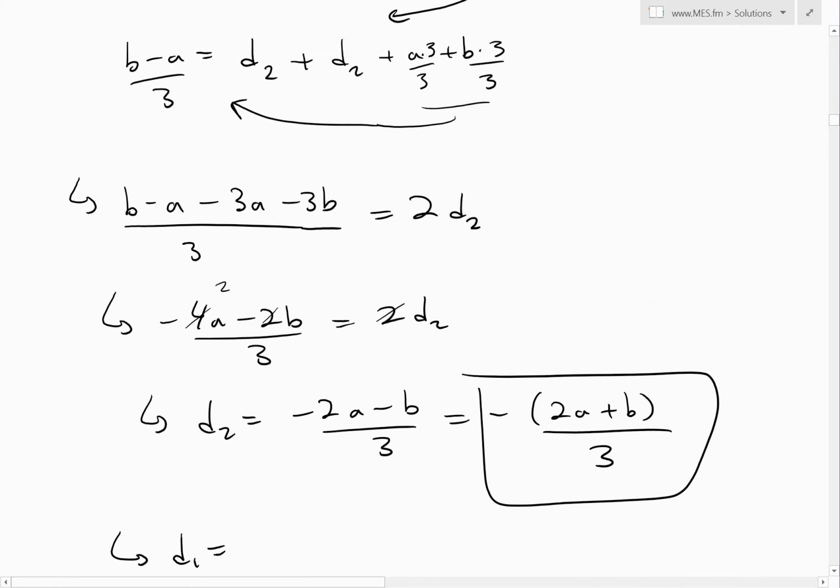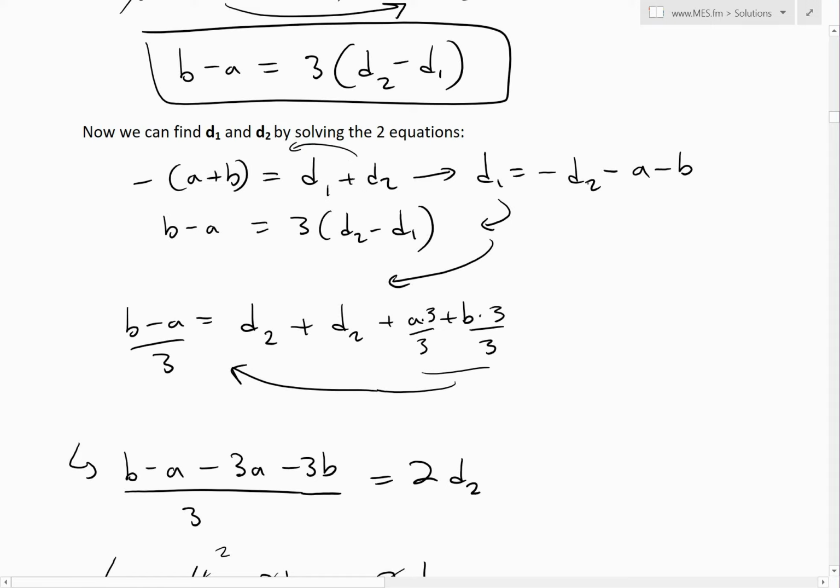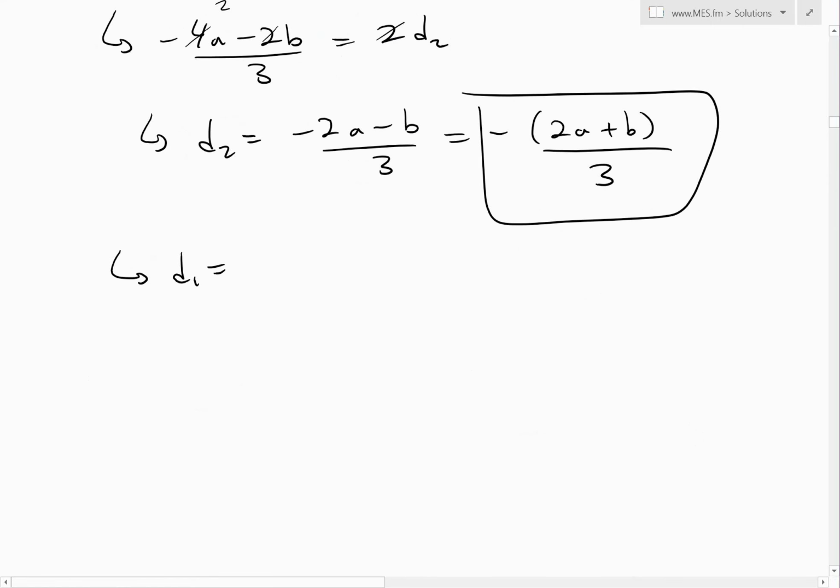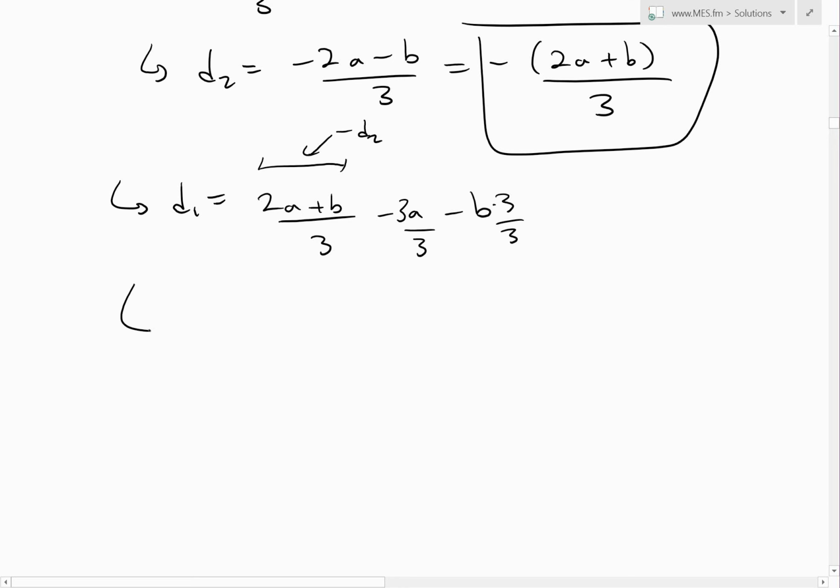d1, recall this equals... scroll up, d1 is negative d2 minus a minus b. So we have a negative there, so this can be positive: 2a plus b over 3 minus a minus b. This part right here is our negative d2. So when you do this, again write the common denominator 3, so multiply and divide by 3, multiply, divide by 3.